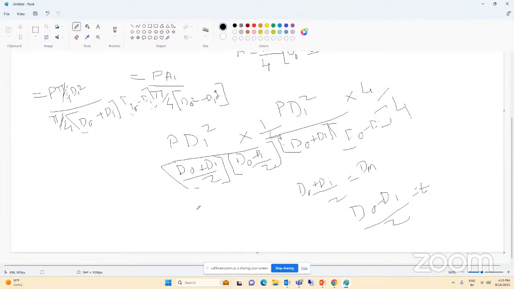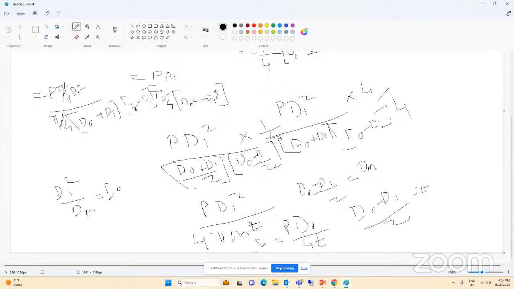And if we apply it here, P DI square divided by 4 DM into t, that DI square by DM is nothing but the outer diameter of the pipe. So P DO divided by 4t is the longitudinal stress. Hope you understand this. This equation we need to learn because it will be helpful and will be used in stress analysis. While doing the stress analysis, you will learn why we learned these things.